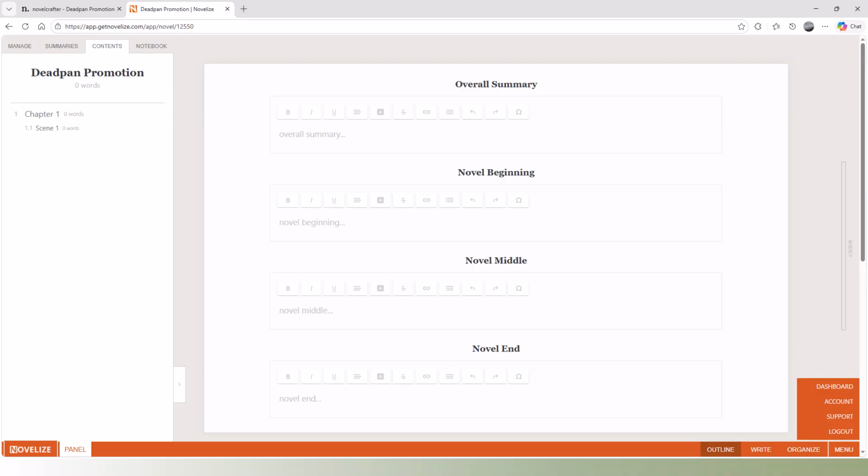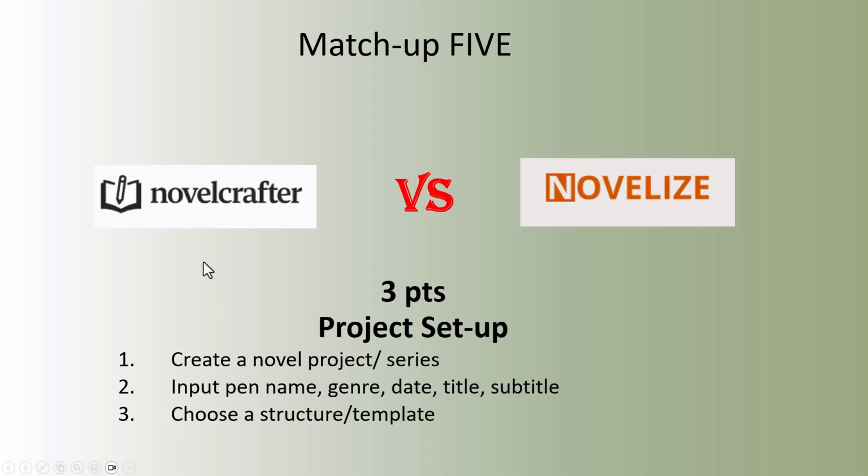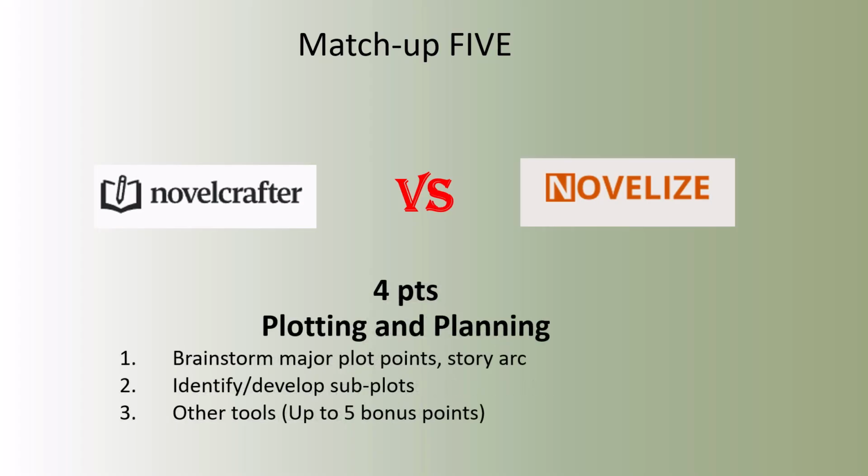So that means when we look at our project setup, I am going to give Novelcrafter 4 points for what they've managed to do with their project setup. And I'm going to give Novelize 3 points just because they really don't have a structure template to load. Other than that, they're pretty equal in what they have for a project setup. So let's move on to our next section, and that is the plotting and planning. And I think both of these programs fall a little short on some of the plotting and planning as far as planning out beats for your story and how you can go about doing that.